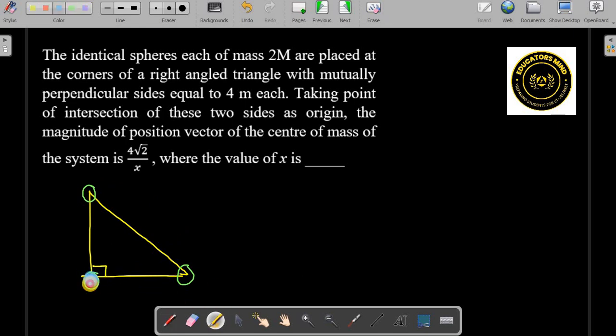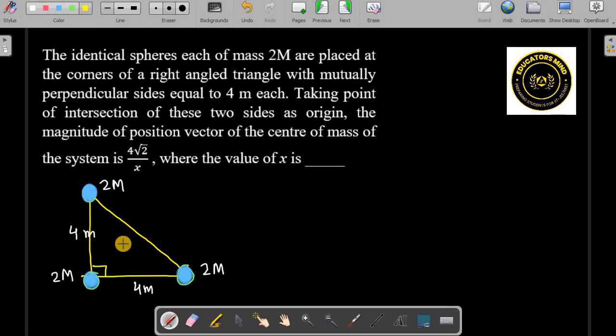We have this one sphere and this is another sphere kept here. Identical means they are exactly similar, mass, size, everything same. Okay, so these spheres are kept here and they have mass 2m, 2m, 2m, right? And sides are 4 meters. They have given these sides as 4 meters. This hypotenuse is of course different.